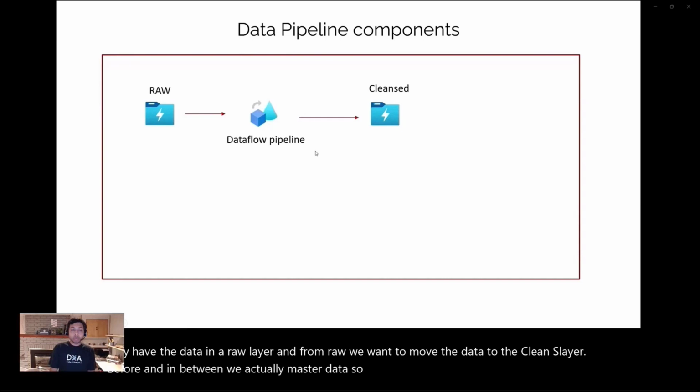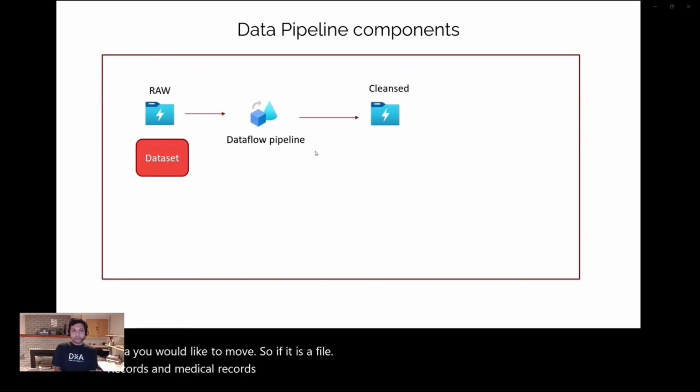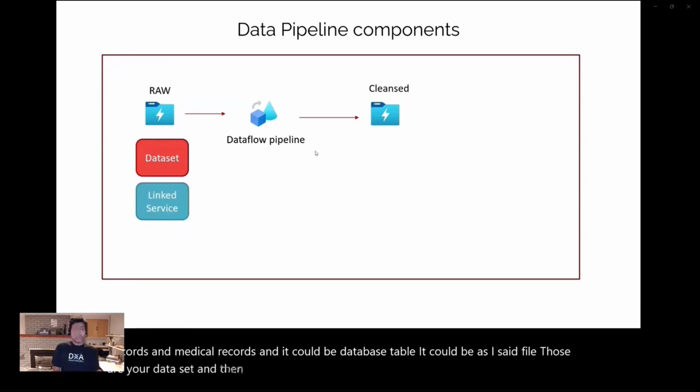So how do you do it, or what do we need to learn before you even start your demo? First is your data set. Think about data sets as what data you'd like to move. It could be a file with a few thousand or million records, or a database table. Those are your data sets. Then you also need to know the linked service. What is a linked service? A linked service is nothing but your connection string.